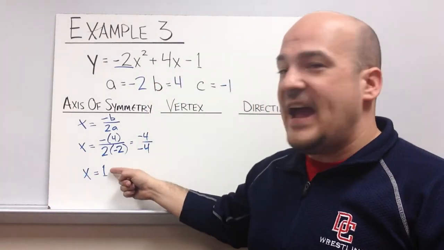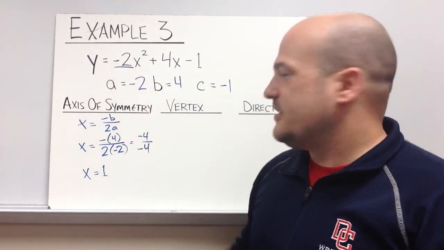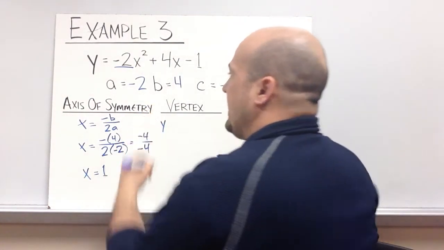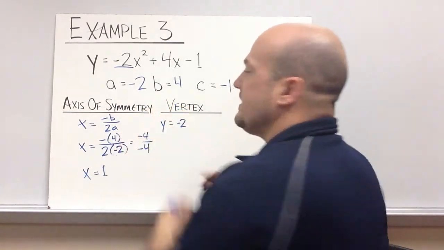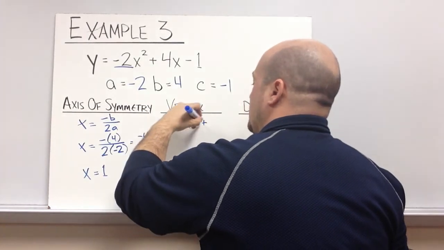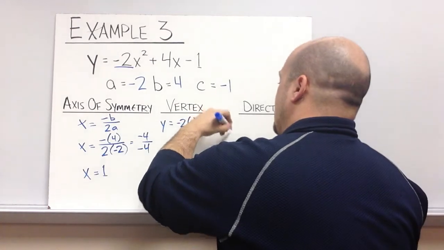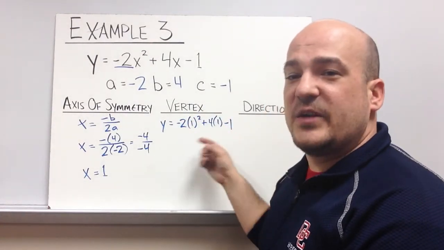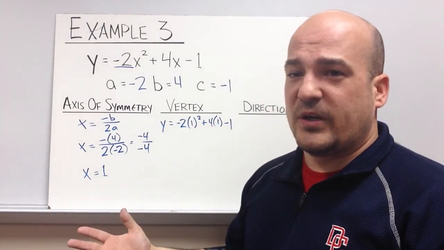Now that I know the x of my vertex, I can plug it in to find the y of my vertex. I just plug 1 into this equation up here. Okay, so that equation is y equals negative 2 times x squared, but instead of x, I'm going to use a 1, plus 4 times x, but instead of x, I'm going to use a 1, and then minus 1. All right, so you could plug all this into your calculator. Your calculator will do it perfectly fine as long as you put your x in parentheses.